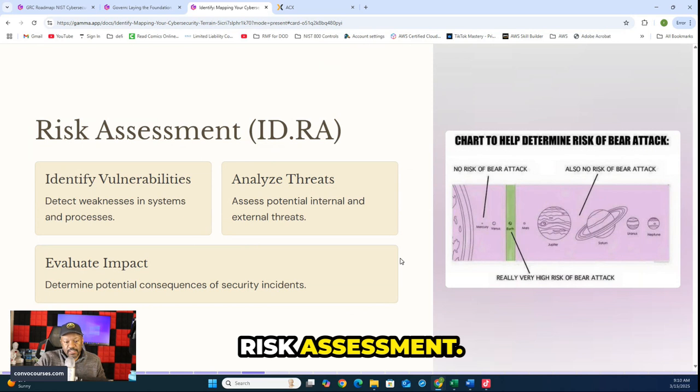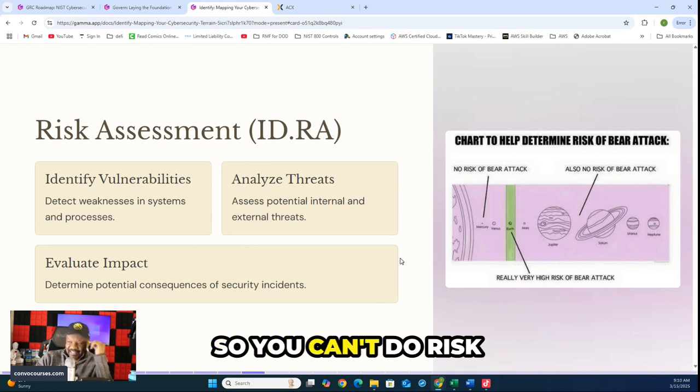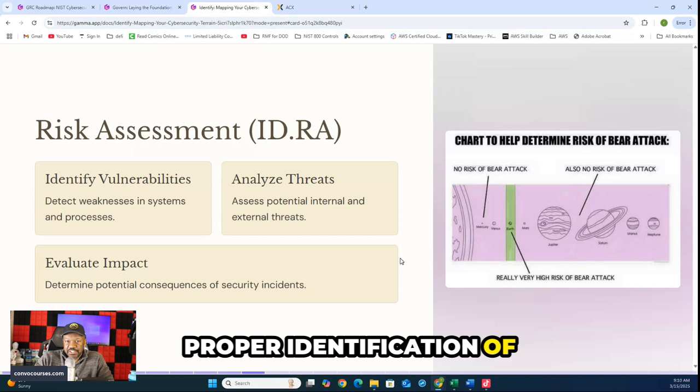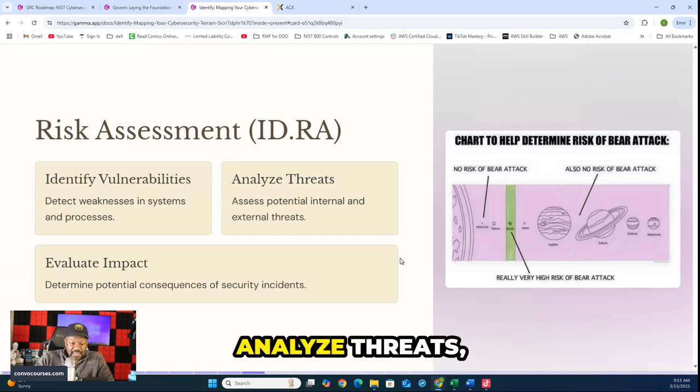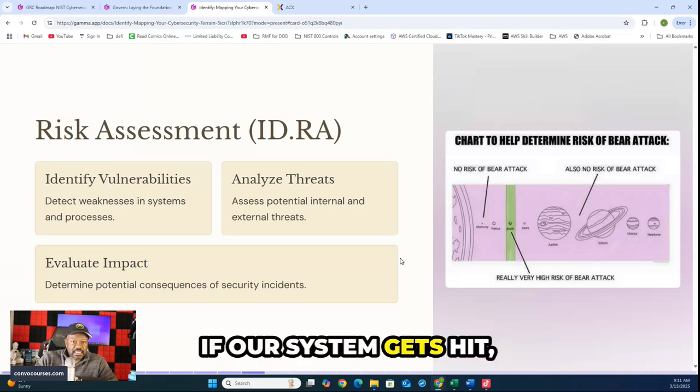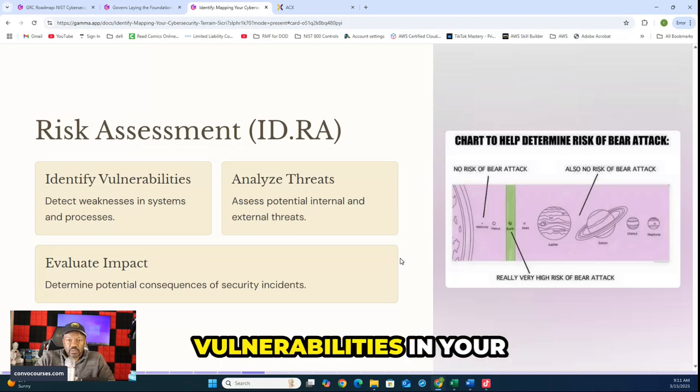Risk assessment. You can't do risk assessments without having proper identification of vulnerabilities. You have to identify vulnerabilities, analyze threats, and then figure out the impact. If our system gets hit, what is the impact to our organization? And you can't do any of that unless you can identify the vulnerabilities in your environment and the threats to your environment.